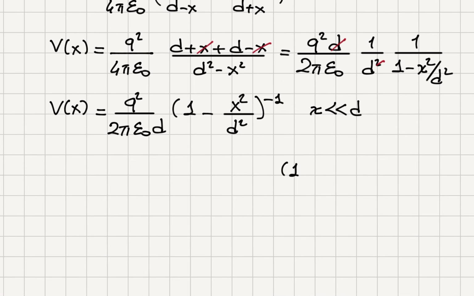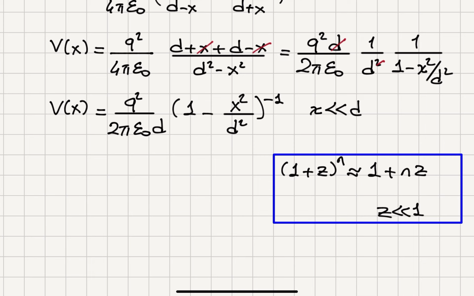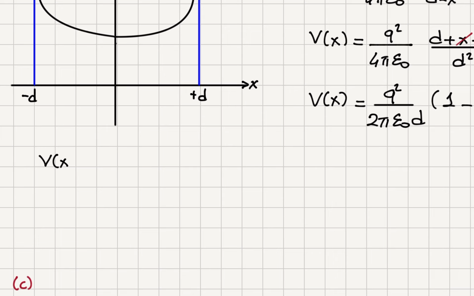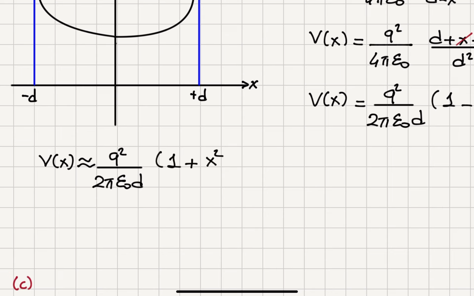And I recall that (1 plus z) to the power n is approximately equal to 1 plus nz when z is much less than 1. So this is what I recall from the Taylor series expansion, which we use very frequently in physics. Okay, so that allows me to write the approximate potential V of x to be q squared over 2 pi epsilon 0 d times (1 plus x squared divided by d squared).